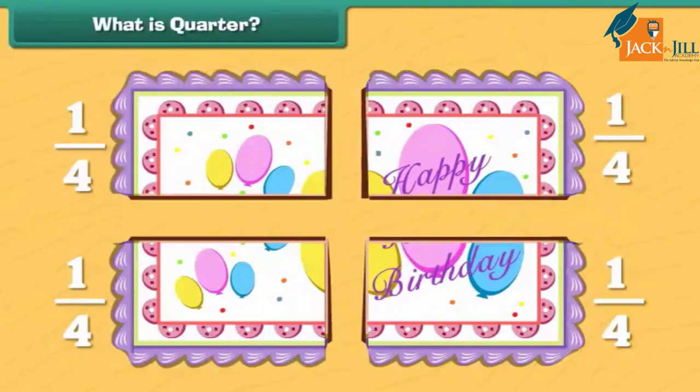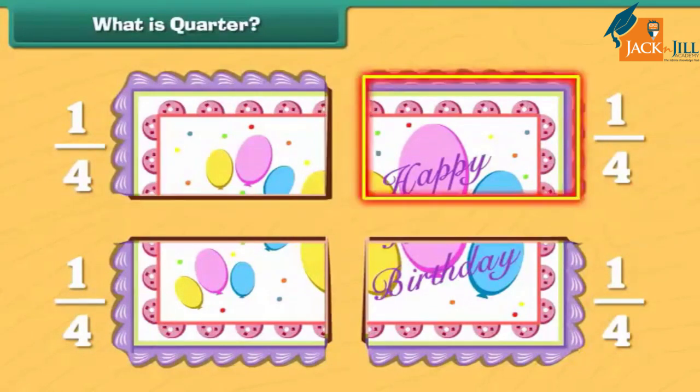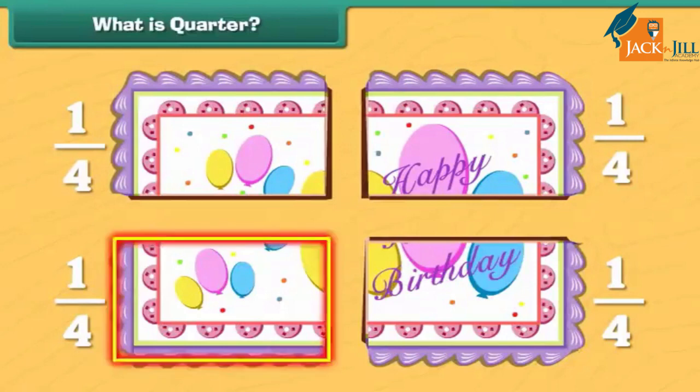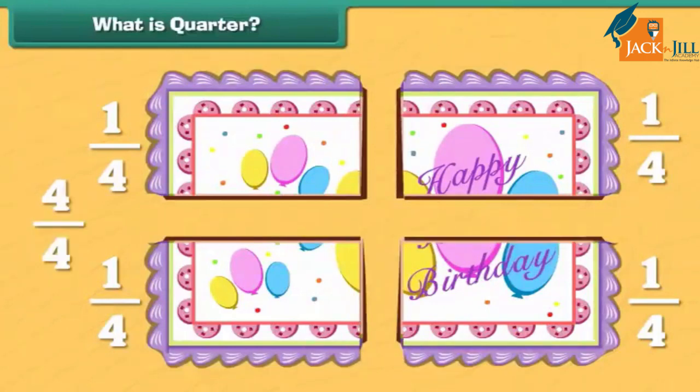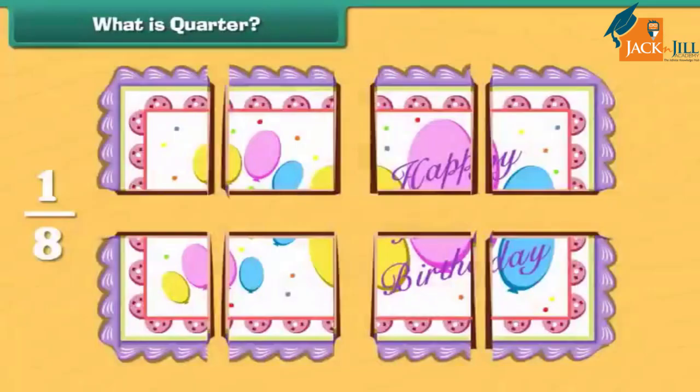This is 1/4 of the cake. This is 2/4. This is 3/4. And this is 4/4. 4 divided by 4 is 1. So 4/4 make 1 whole cake. You can also divide the cake in more number of pieces.